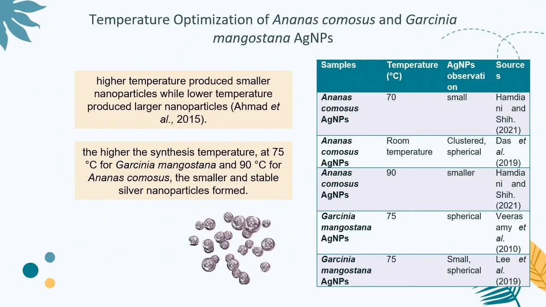Next is the temperature optimization. The higher temperature produces smaller nanoparticles, while lower temperature produces larger nanoparticles, as shown in the table. The higher the synthesis temperature at 75 degrees Celsius for Garcinia mangostana and 90 degrees Celsius for Ananas comosus silver nanoparticles, the smaller and stable silver nanoparticles form.